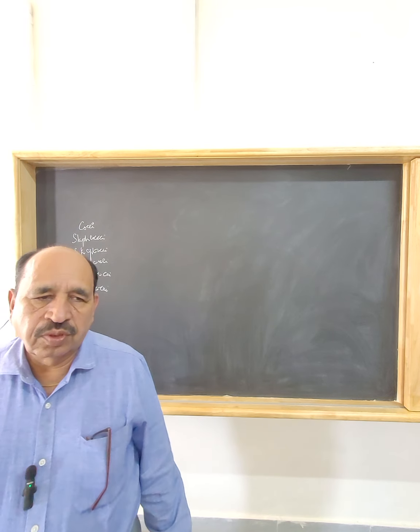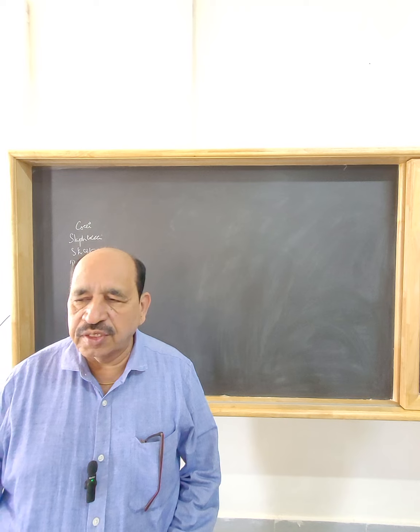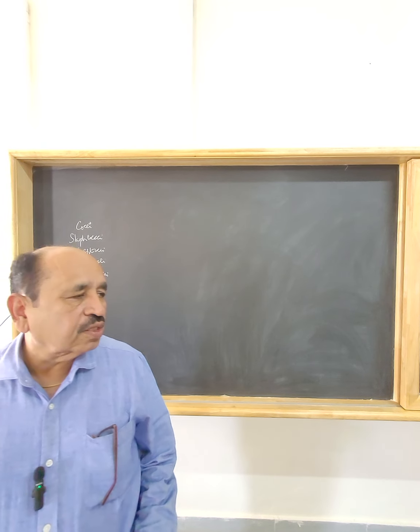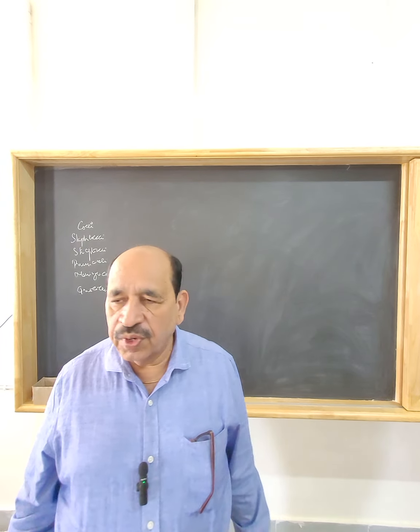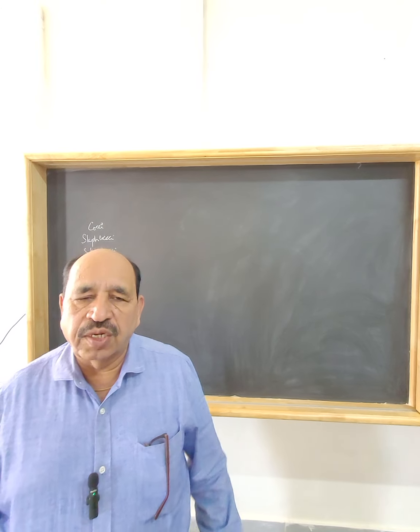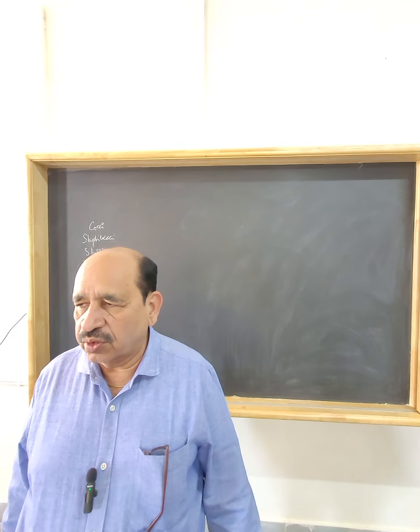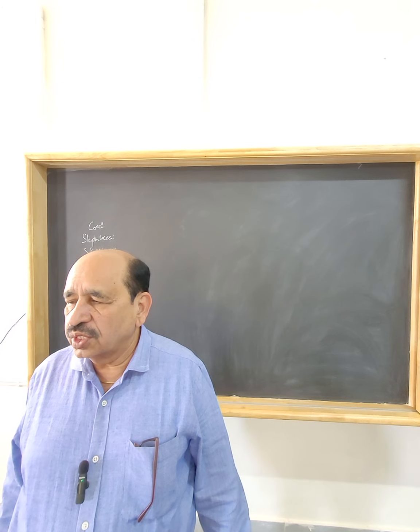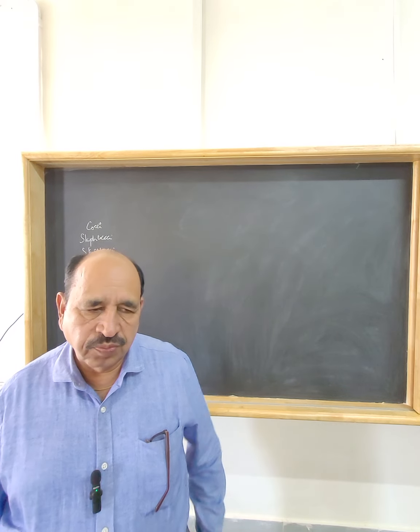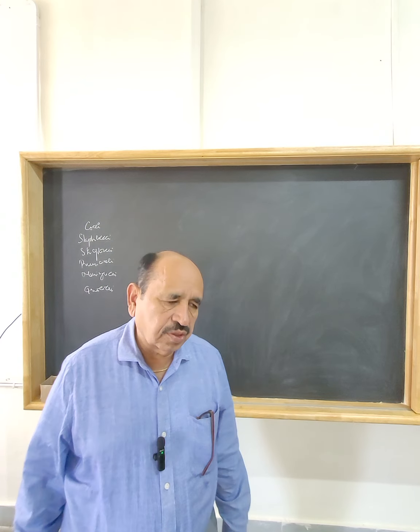Staphylococci is gram-positive cocci arranged in clusters. Why is it arranged in clusters? Because they divide in all planes, and daughter cells fail to separate out. Gram-positive cocci arranged in clusters.